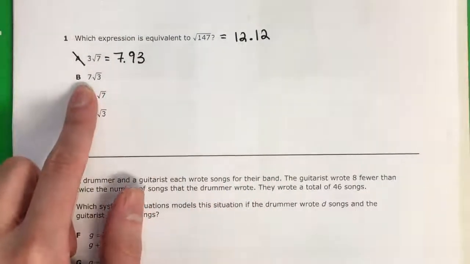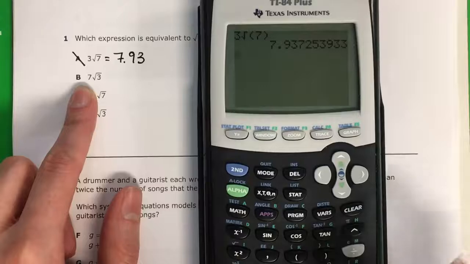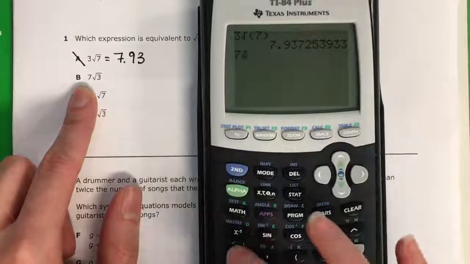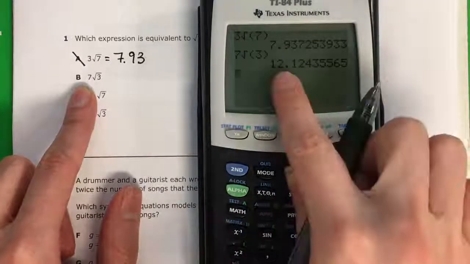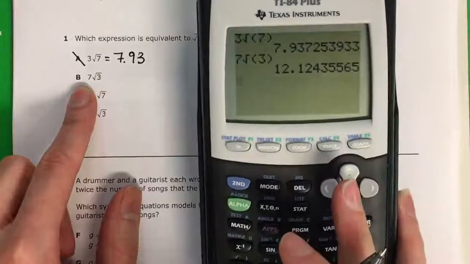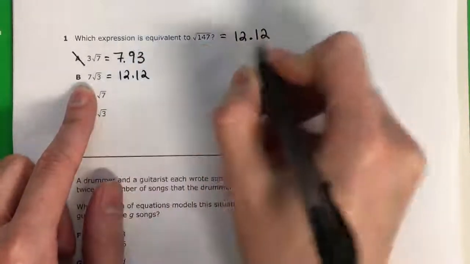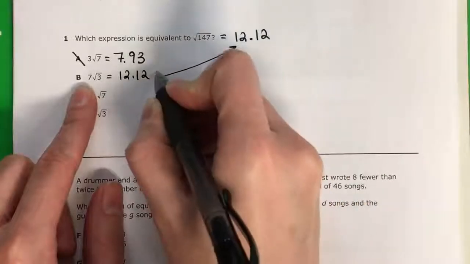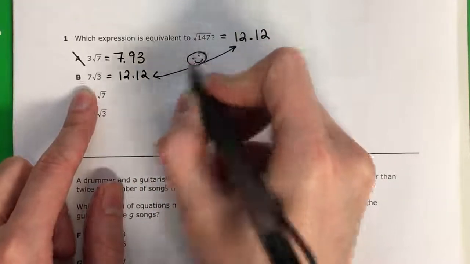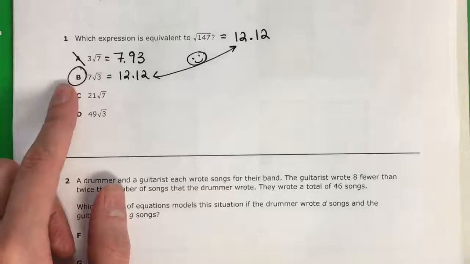Let's go ahead and do B, 7 square root of 3. So 7 square root of 3. I get 12.12. That's actually what I want. Okay, these are the same. So B is my answer.